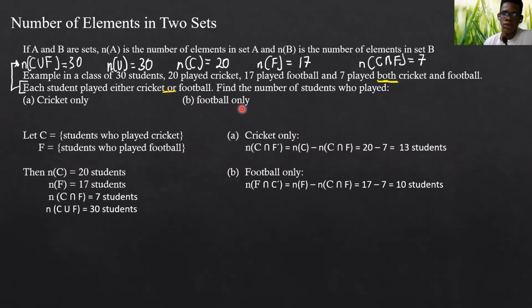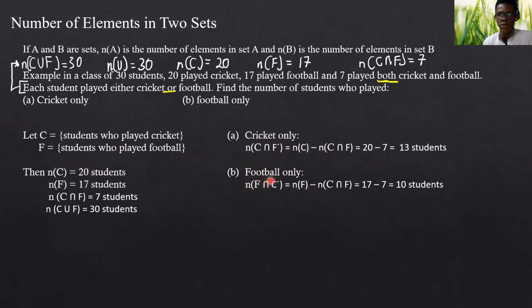Next is football only. Part B is football only. And same thing, but this time you're looking at football only, right? And remember the set notation would be F intersect C complement. Again, the complement sign swaps. Just swap the complement sign on the two.